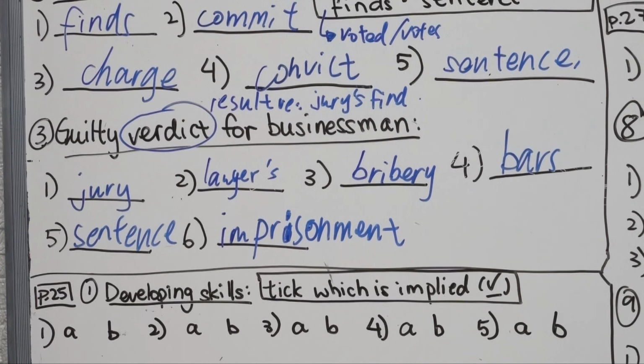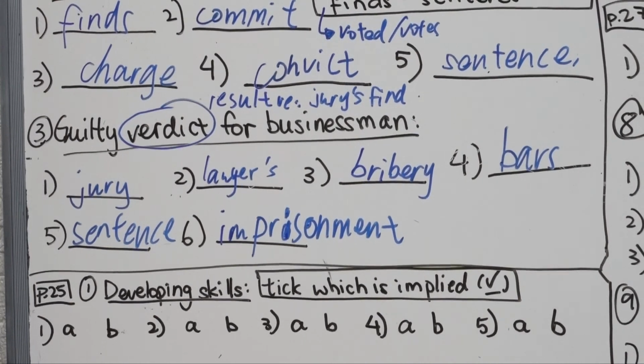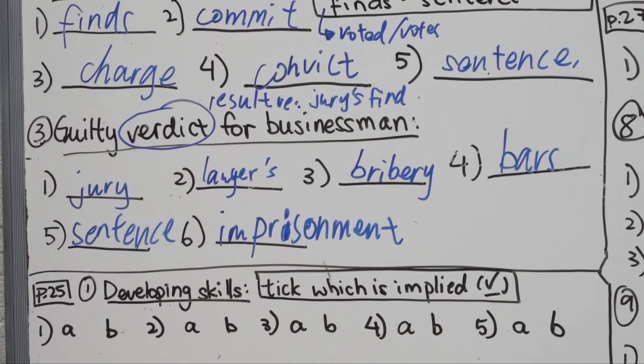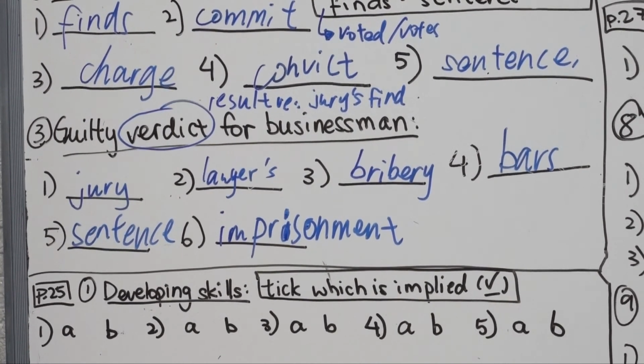Alright. So number 1 is jury. Number 2, lawyers. Number 3, bribery, to bribe someone. Number 4, bars, prison bars, right? Number 5, sentence. And number 6, imprisonment, to be in jail or in prison. Alright, let's move on to the next page, right?